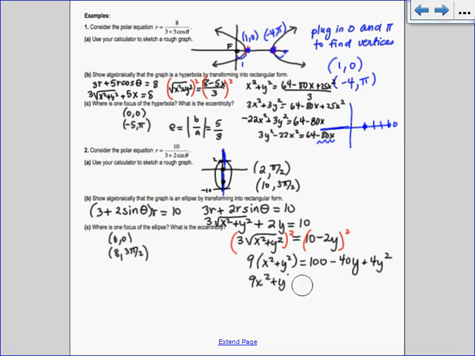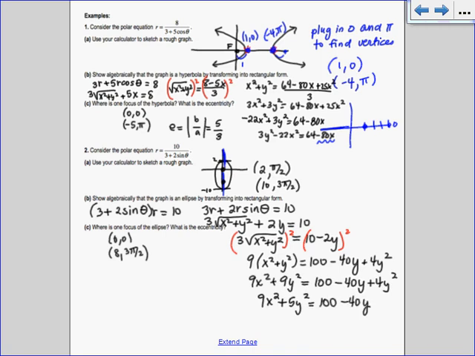Oops, plus 9y squared. And continue to solve. So really the big thing is that I want to see my x squared added to my y squared term. And if you subtract over, you get 9x squared plus 5y squared. And then you can leave the 100 minus 40y over here.